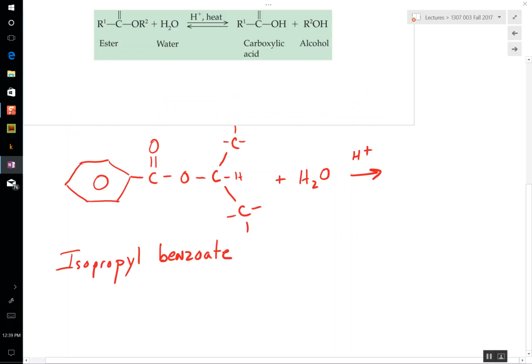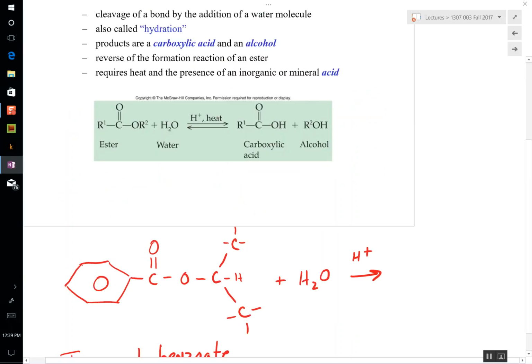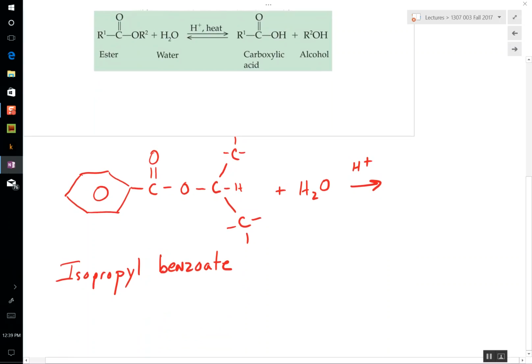So there is your general reaction. An ester plus water forms a carboxylic acid and an alcohol. So, with that general idea, what acid would we get, what alcohol would we get if we reacted that ester with water?